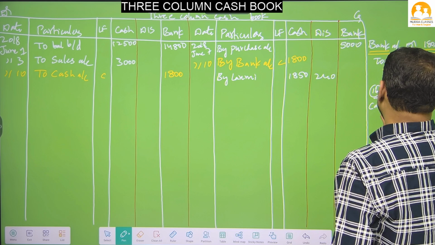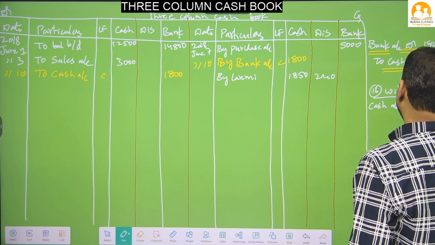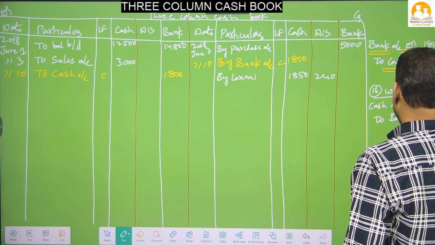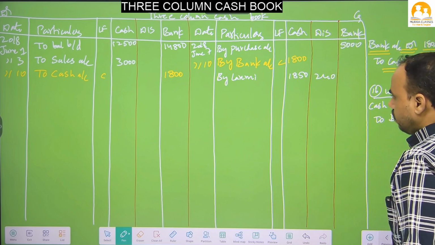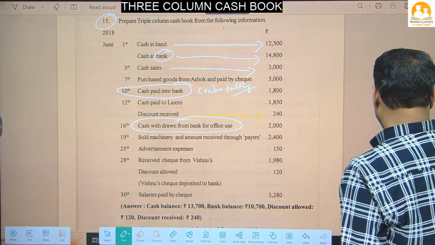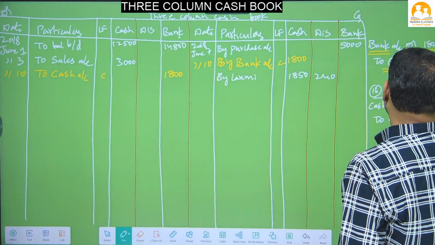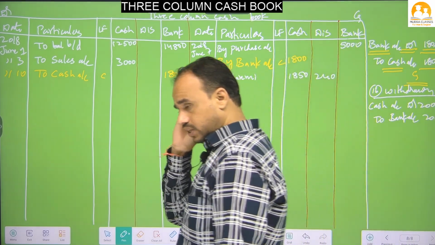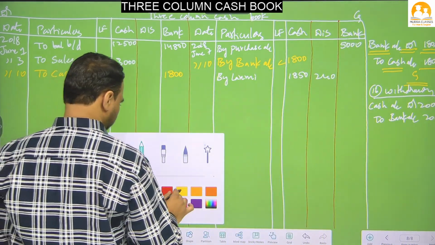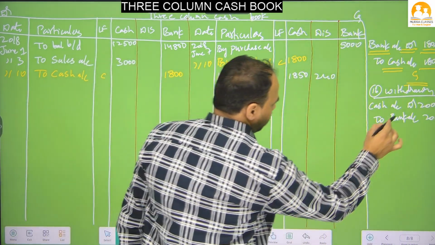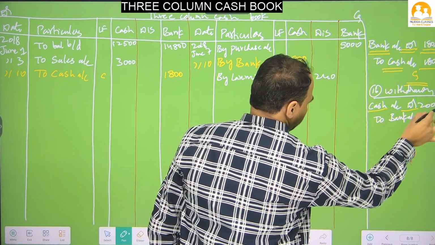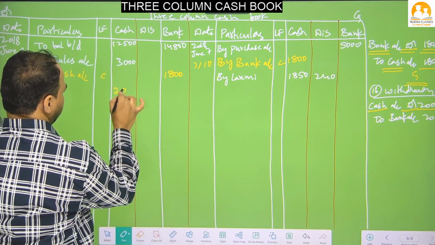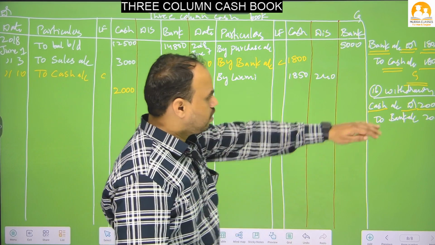So whenever withdrawn is said, we use this journal entry: cash account debit to bank account. What is the amount given in the question, beta? 2000. So debit side 2000, credit side 2000. Now this journal entry we have to post in the 3-column cash book. Write on debit side, cash column 2000. So this is the debit side, this is the cash column. I will write 2000. Okay, close this cash, beta.